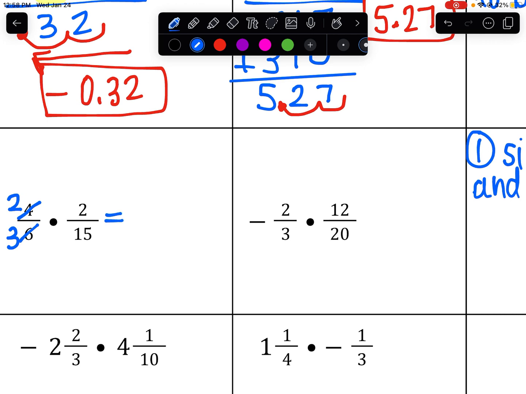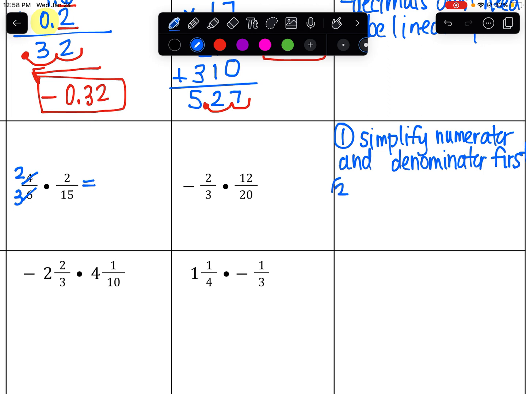So now, another note to remember is with fractions, we multiply across.